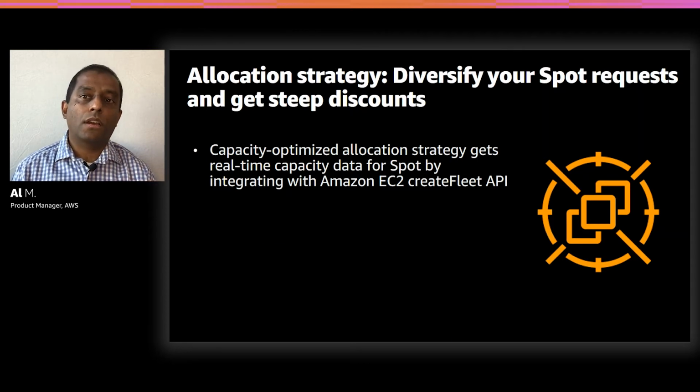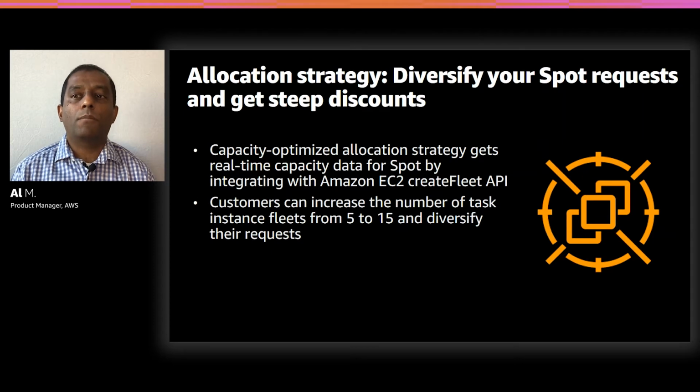The allocation strategy option allows you to use up to 15 EC2 instance types per task instance fleet when creating your cluster with instance fleet configuration. This is up from 5 instance types per task fleet previously. By diversifying your spot requests across these 15 different pools within each availability zone, you can reduce the impact of spot interruptions on your workload if EC2 reclaims a spot instance.